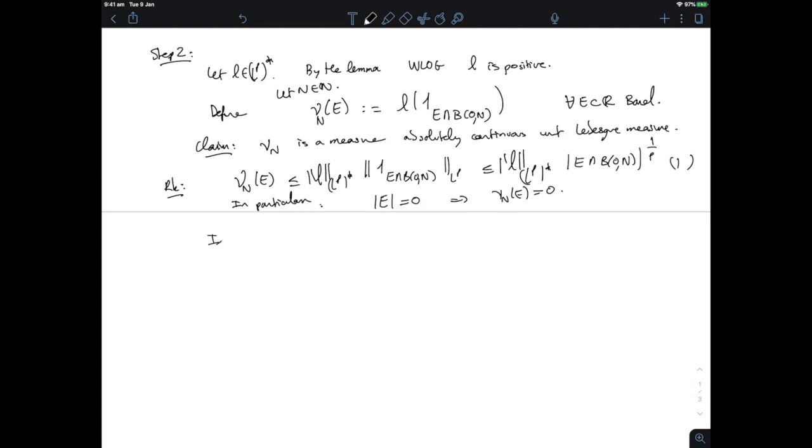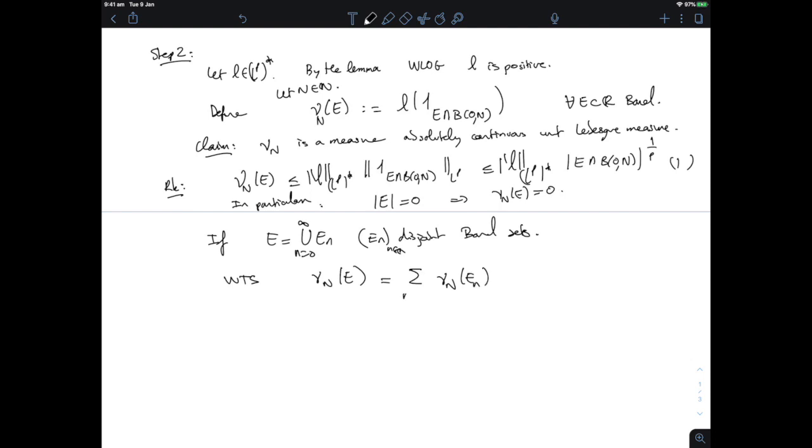In order to check that, I have to look at Borel sets E that are a union of disjoint Borel sets E_n. And what do I need to show? I need to show that nu n of E really is the sum of the nu n of E_n. Okay, so how do we do this?